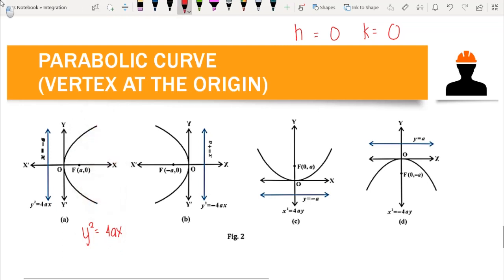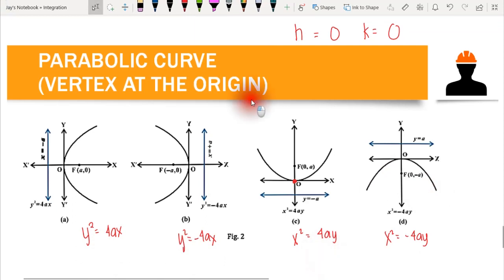Now for this curve here, we have y^2 = -4ax. Now, for this one, we still have our vertex at the origin, and it is opening upward. So, therefore, we have x^2 = 4ay, that is positive. Now, for this curve that is opening downward, we have x^2 = -4ay. So, these are the general equations of a parabola when our vertex is at the origin.